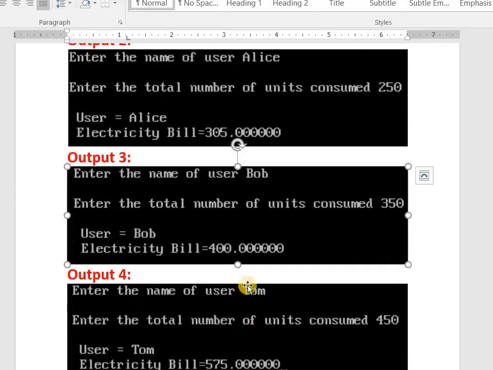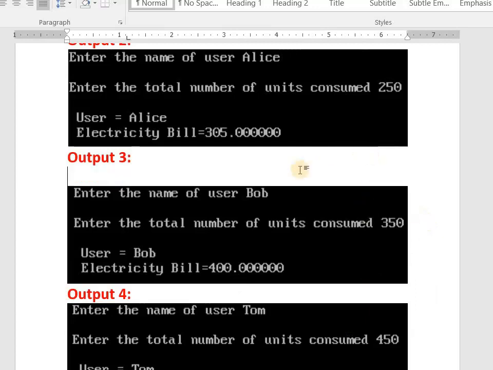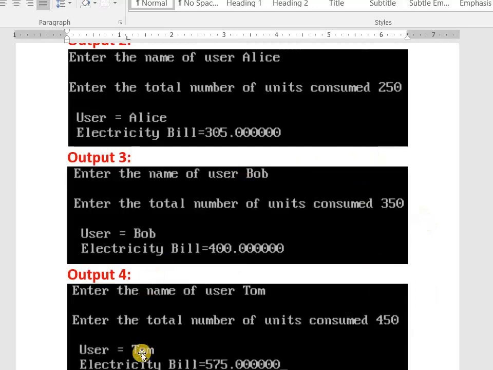And if the username is Tom, I entered number of units as more than 400, so that this program can calculate the surcharge and add it. 450 I entered. Afterwards it is showing the username is Tom, electricity bill is so and so. This program you have to write in today's lab.